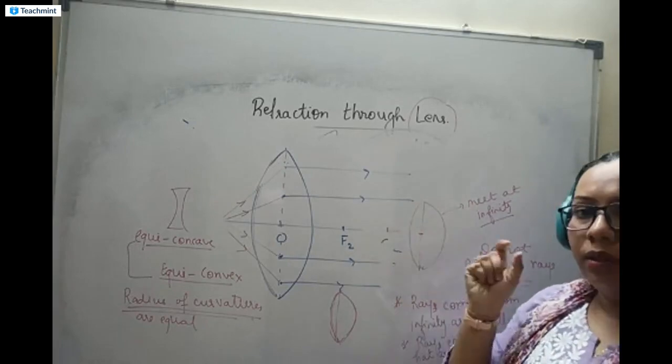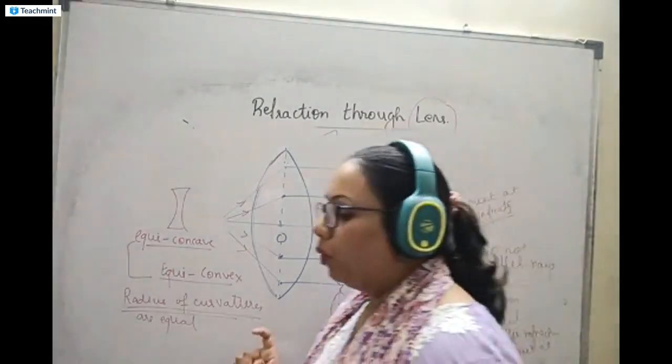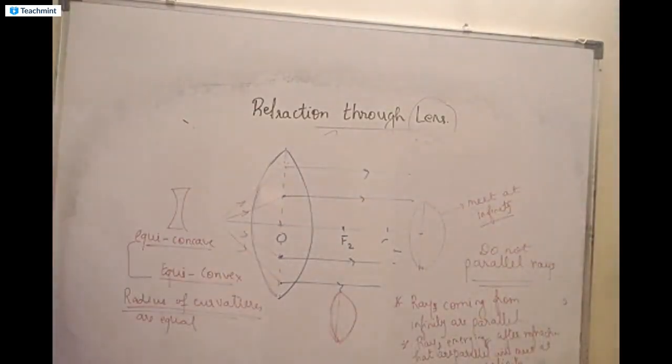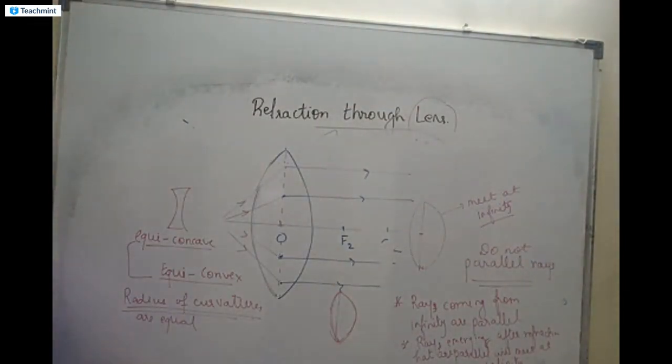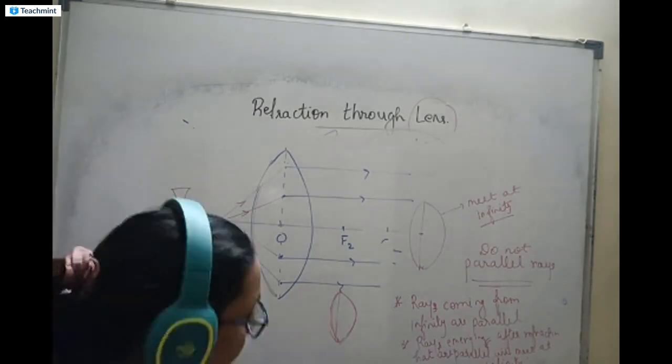So it depends on the radius. Radius of curvature plays a very important role. If it is not equal, your optical center will not be the same. It might get shifted to the left or to the right, mostly, depending on where it is more bulged. Okay, done writing all these points. Now, as I told you, radius of curvature is so important.